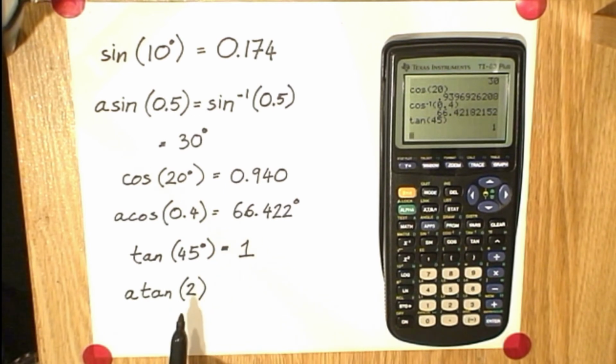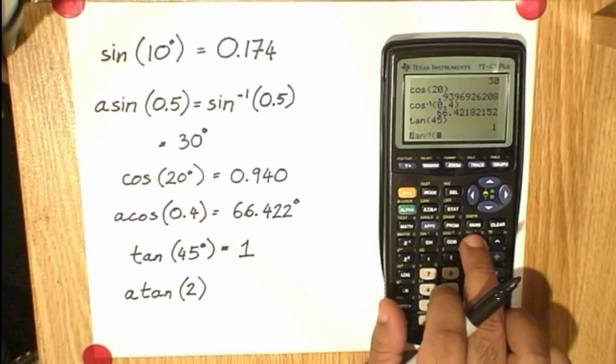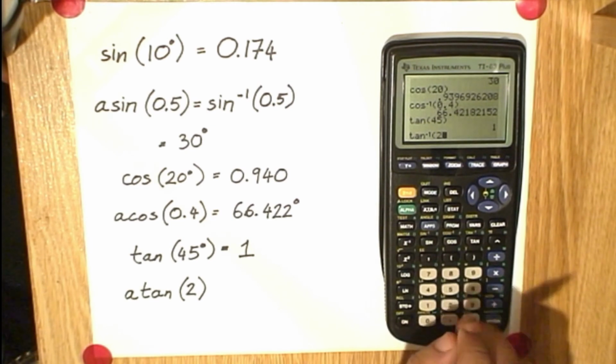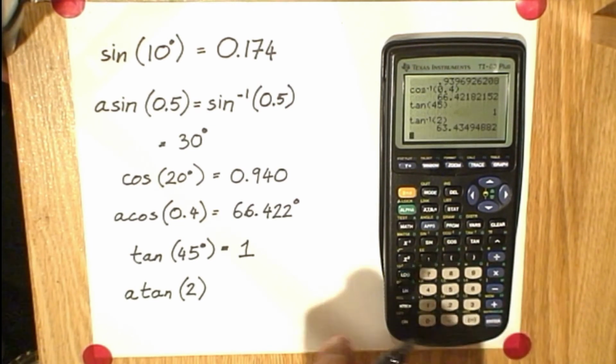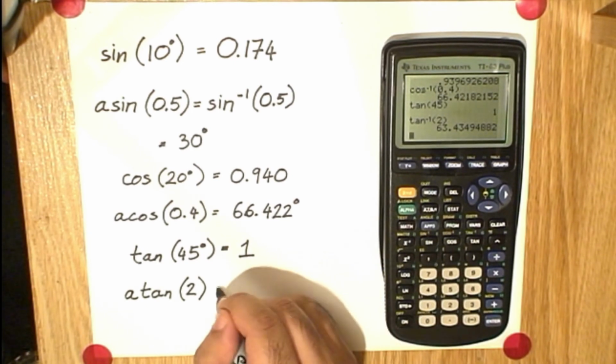And so it's perfectly fine to take the arctangent of, let's say, 2. So the way we would do it is we would say second tangent, that gives us arctangent, of 2 is 63.44.